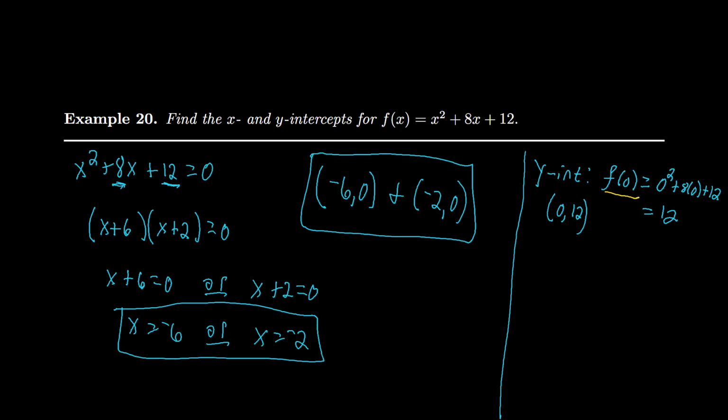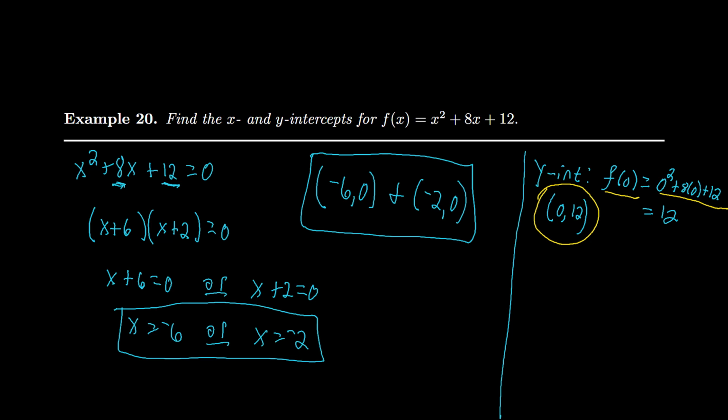I just plugged in 0. Found f of 0. So remember, it looks like 0 squared plus 8 times 0 plus 12. That's up here, because f of x looks like x squared plus 8x plus 12. Cool. So plug that in, you get out 12. So your y-intercept isn't 12, it's (0, 12). That's super easy, barely an inconvenience.